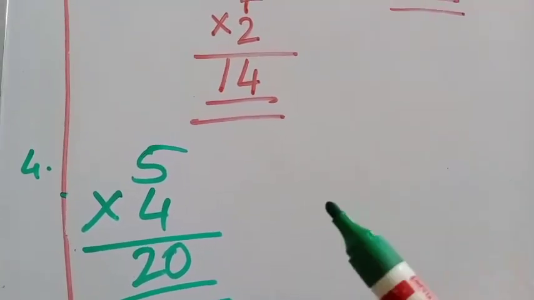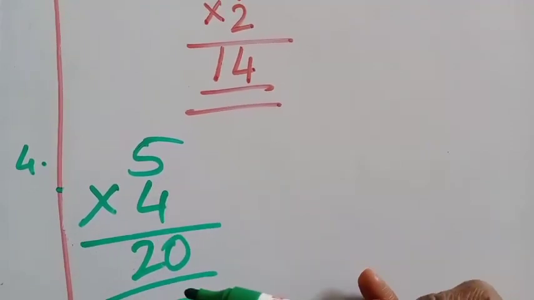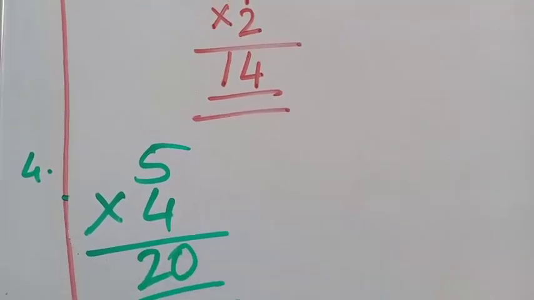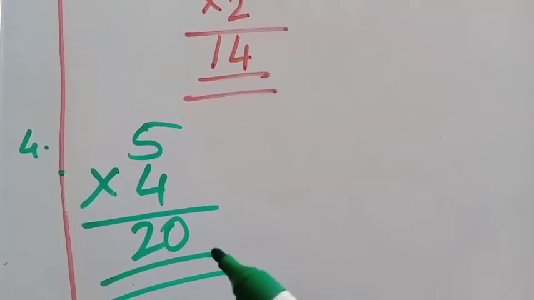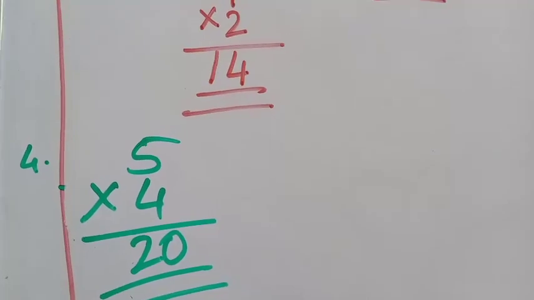20. In one room, 5 fans. So how many fans are there in 4 rooms? Total is 20. So the answer is 20. Okay, let's move to the fifth question.